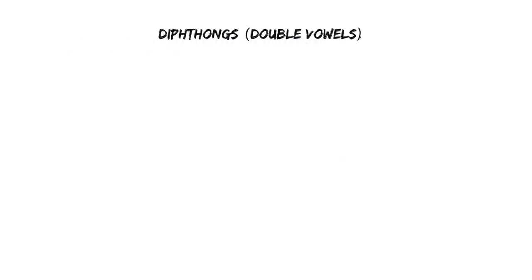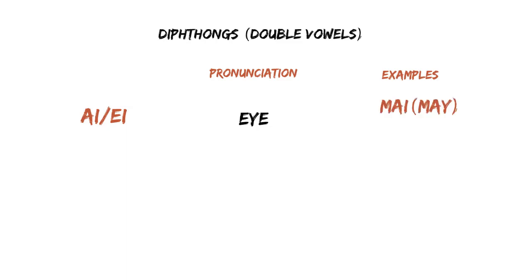The first diphthong is AI, and AE, which is pronounced like the English word I. And the example for I is Mai, which means the month May, and Ei, which means egg.